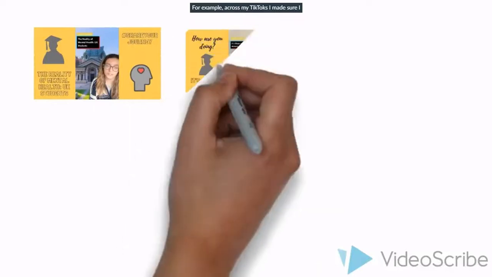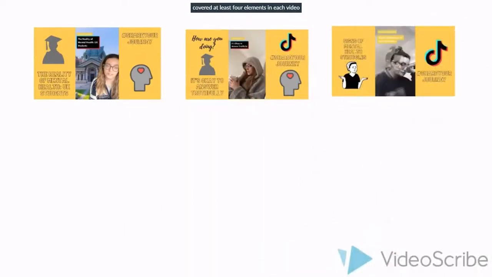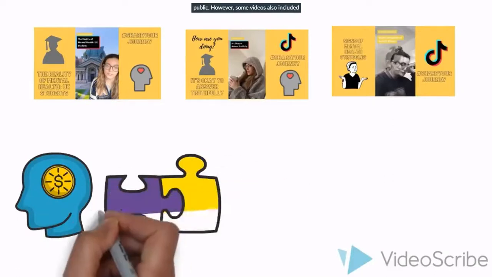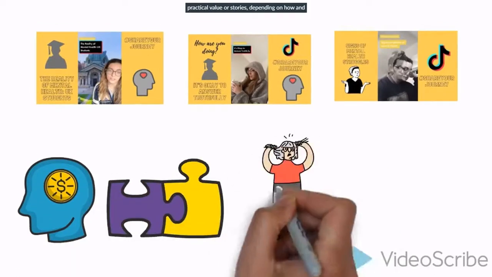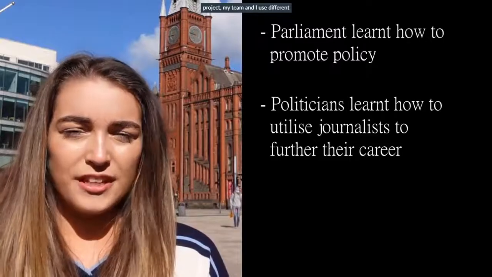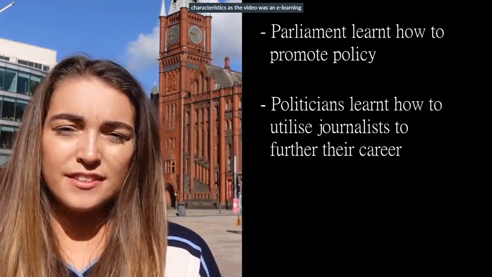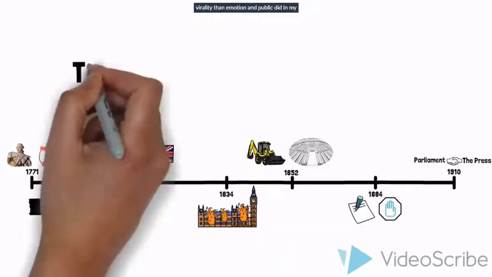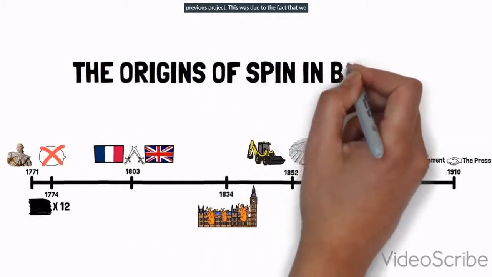For example, across my TikToks, I ensured I covered at least four elements in each video, including social currency, triggers, emotion, and public. However, some videos also included practical value or stories, depending on how and what I was portraying. Whereas in my second project, my team and I used different characteristics as the video was an e-learning video to market the university. This meant that the practical value took more of the role in the virality than emotion and public did in my previous project.